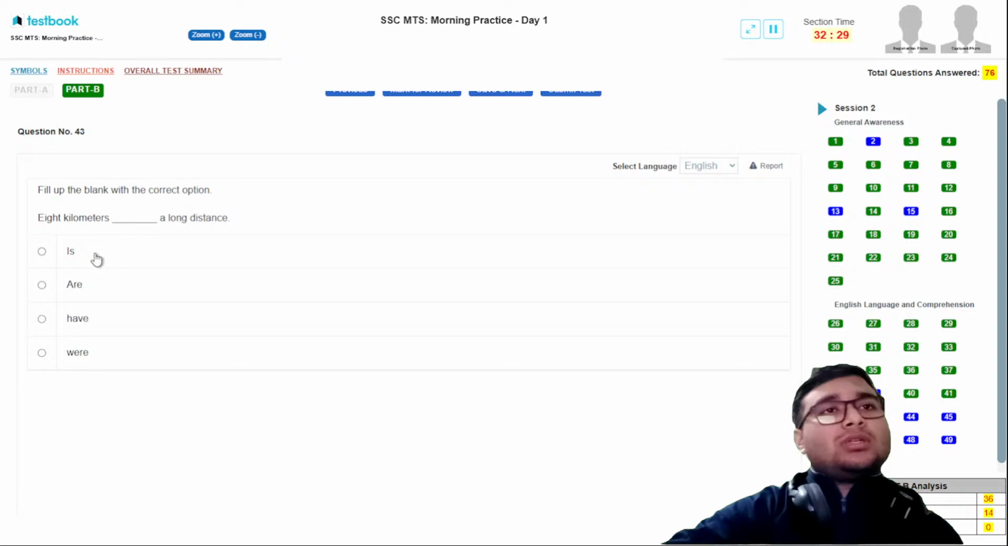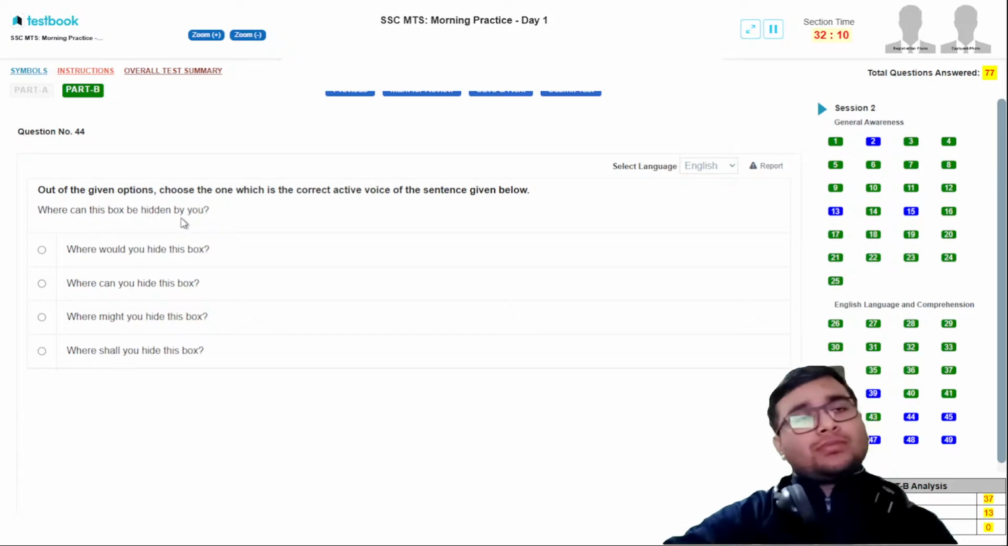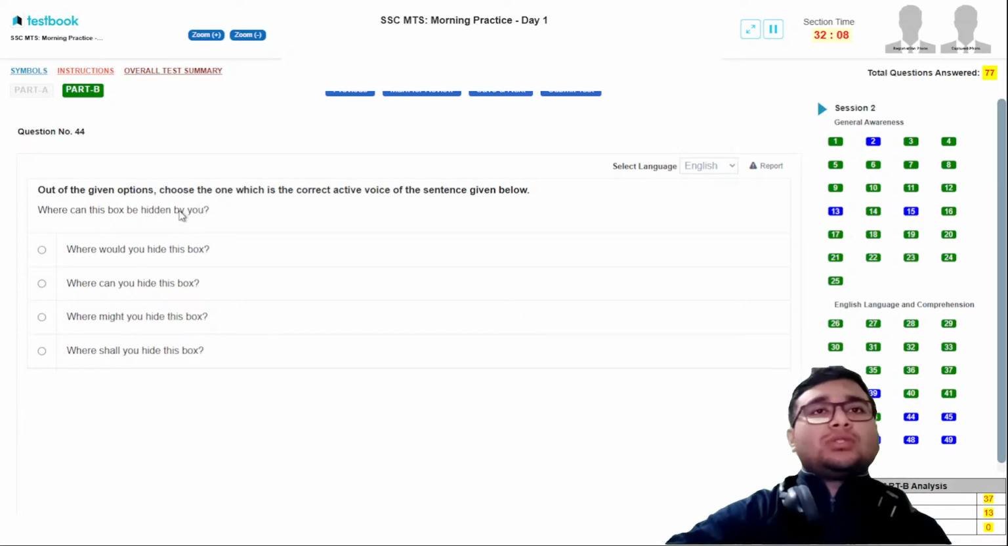8 kilometers is a long distance. Where can this box be done by you? Choose the option which is the correct active of the sentence given below. Where can this box be done by you? Where can you hide this box?